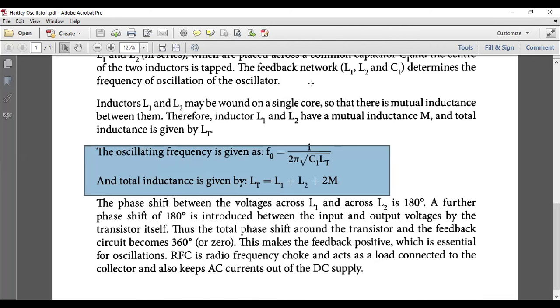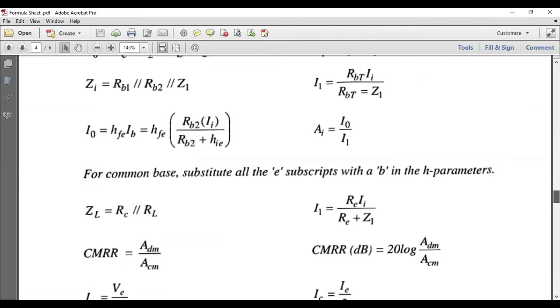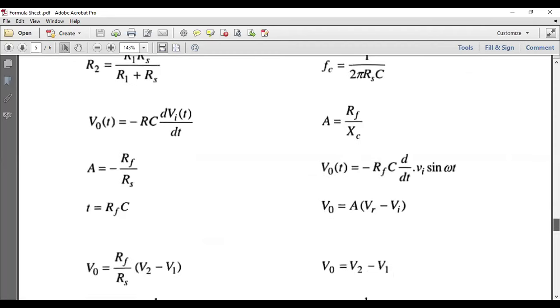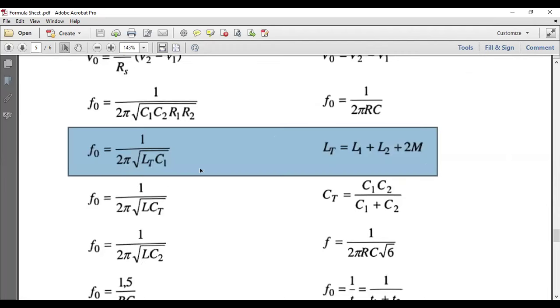All right, let's go back to our formula sheet. I'm just going to bring up our formula sheet again so that we also consider these formulas as we are given. Remember from here, that is what you have to consider when dealing with a Hartley oscillator.